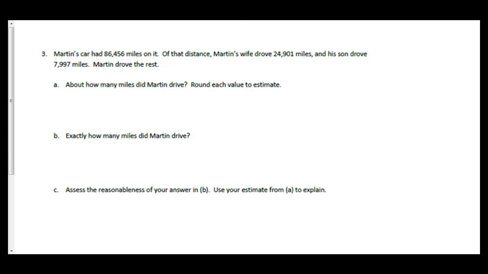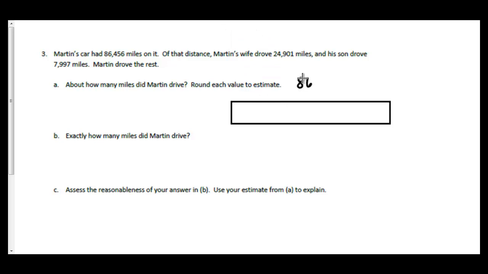I'm going to go ahead and draw this tape diagram this way so it'll be a little bit neat. Okay, so here's my tape diagram. Now, the total number of miles on Martin's car is given to me. It says that Martin drove 86,456 miles. Now, our tape diagram is going to be divided into 3 groups here.